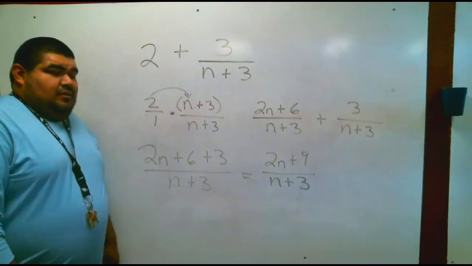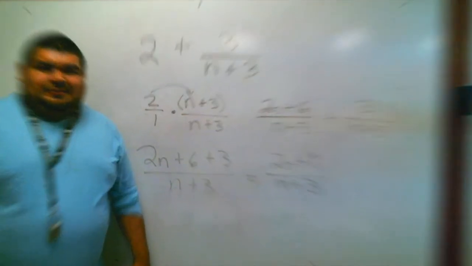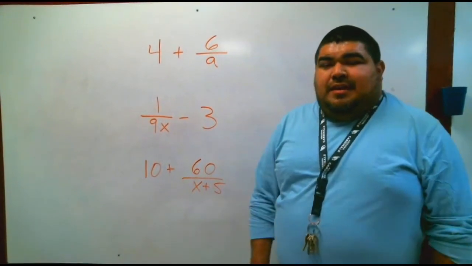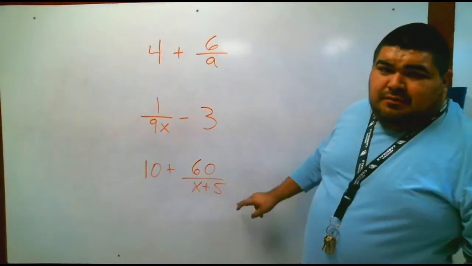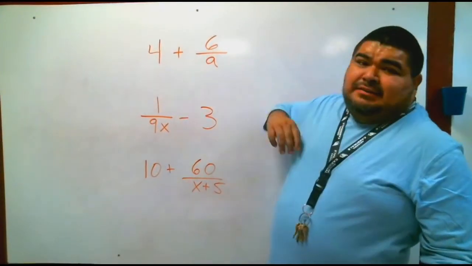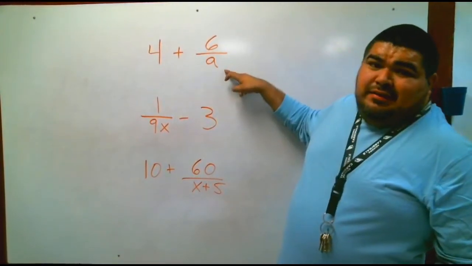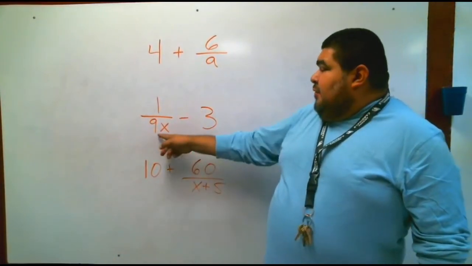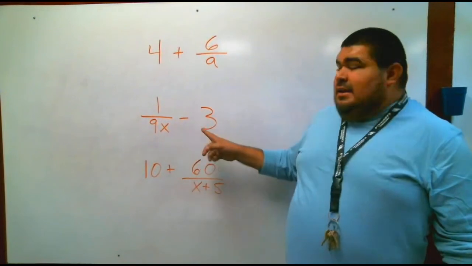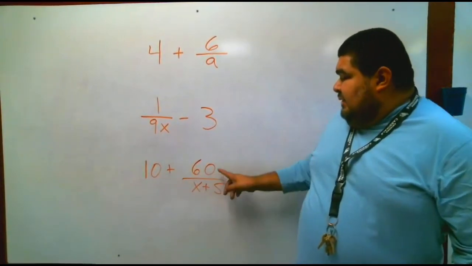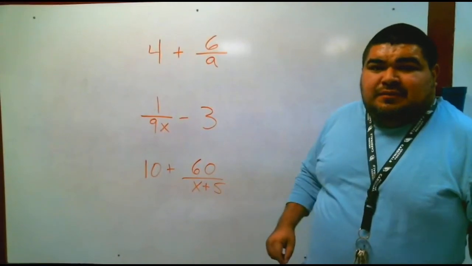All right, so ready for your assignment? We have 3 problems on the board. For your assignment, we have 4 plus 6 over 8. This is your first one. Your second one, 1 over 9x minus 3. And finally, 10 plus 60 over x plus 5.